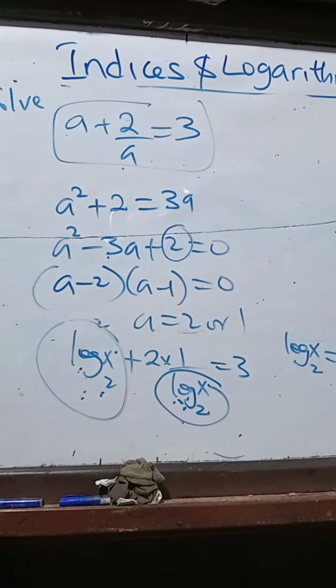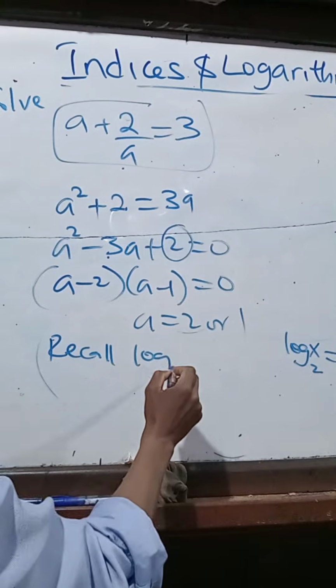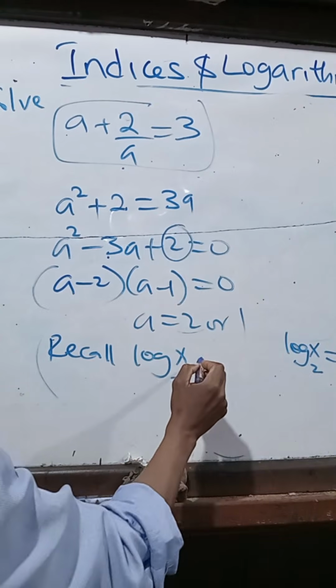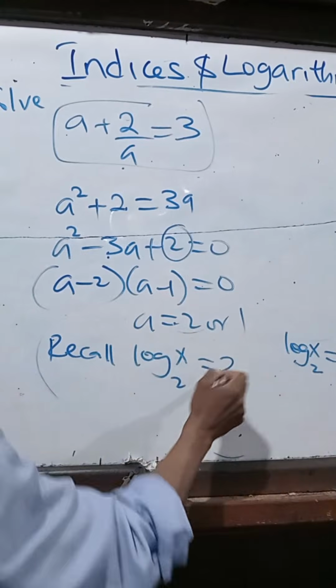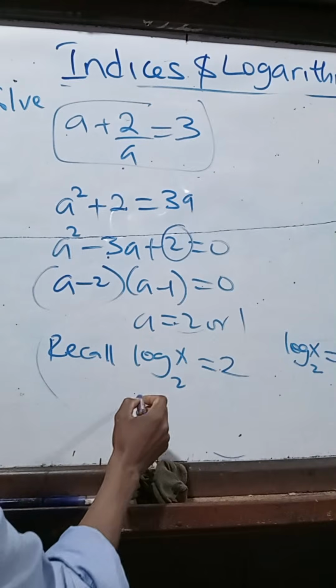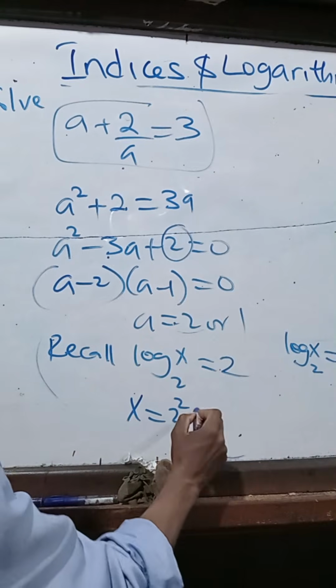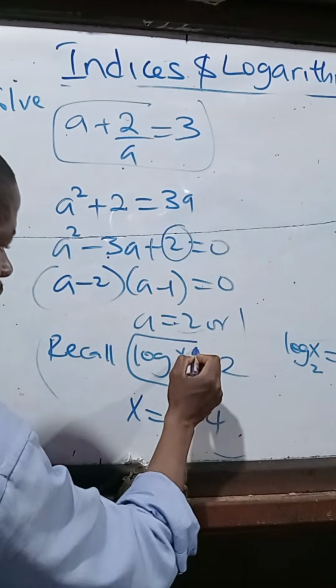But that's not the end of that solution. Log x base 2 is equal to A. So when A is 2, in that case now, the final conclusion, x will be equal to 2 to the power 2, and that's 4. You change the logarithm form to index form.